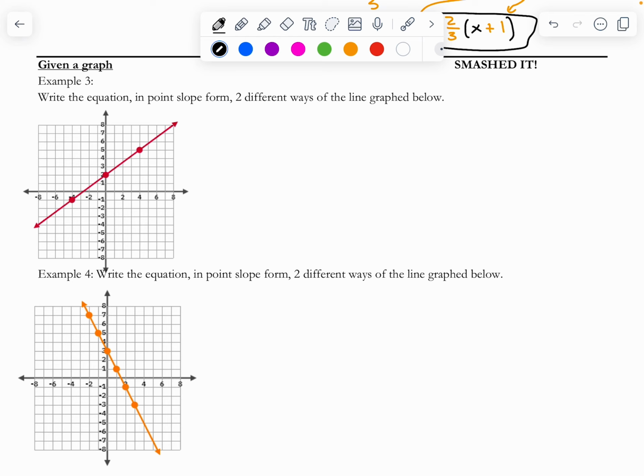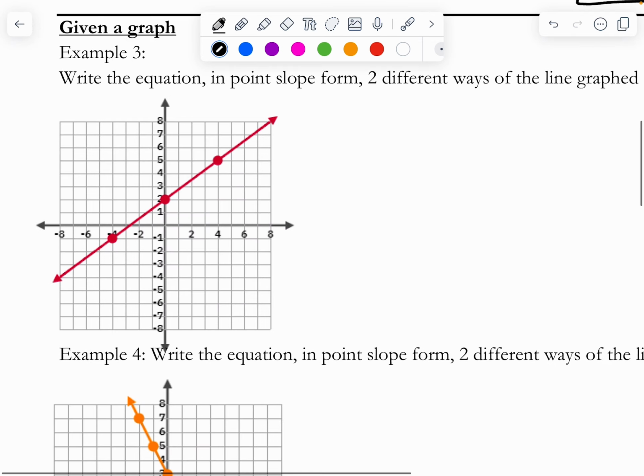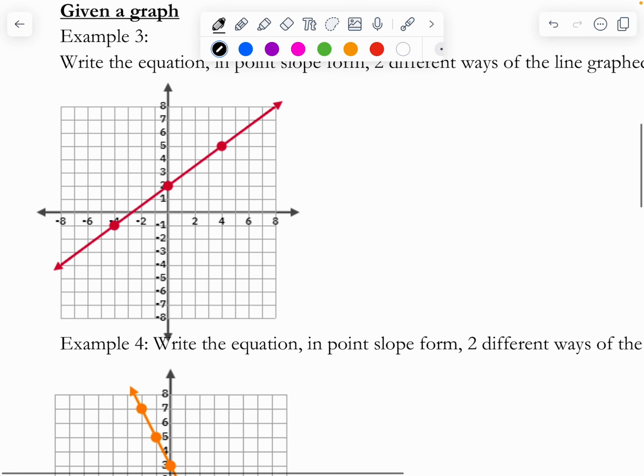All right, let's keep going. Example 3. Write the equation in point slope form 2 different ways of the line graphed below. Okay, so any line, at least any point slope form line, can be written in an infinite amount of ways because it's called point slope, and every single line has an infinite amount of points. They go on forever. That's what these arrows tell us, that they're going to go on forever. But in this case, I've already put 3 different dots, or points, on the line that we can use. So let's go ahead and use point slope form 2 different ways.